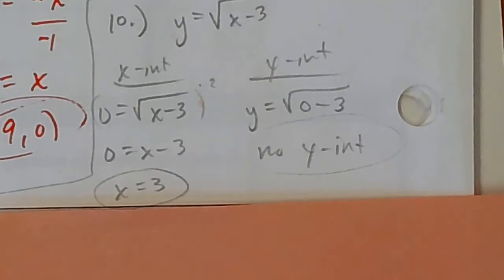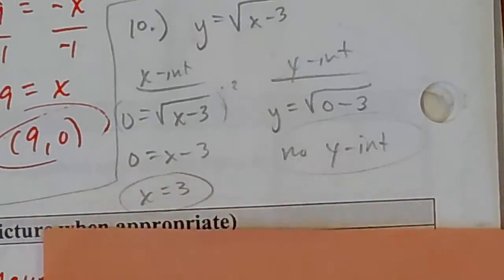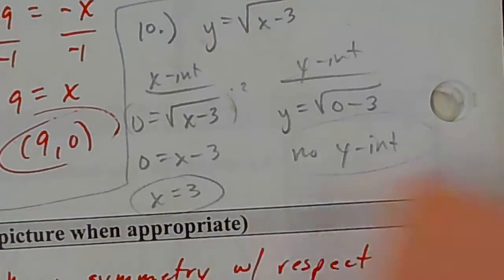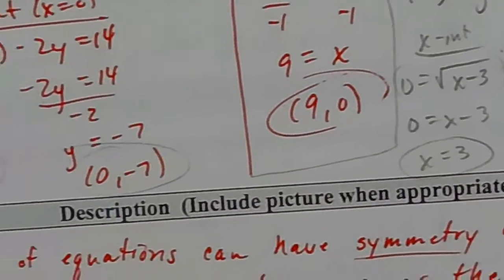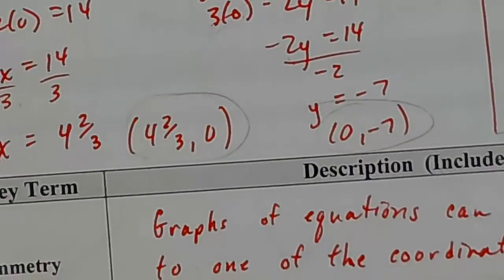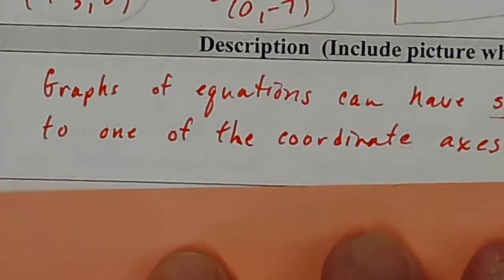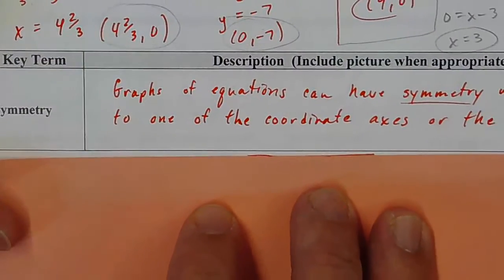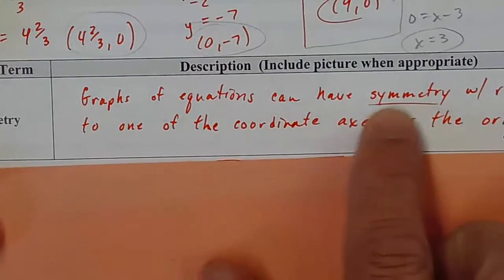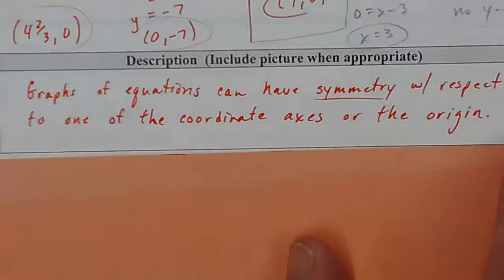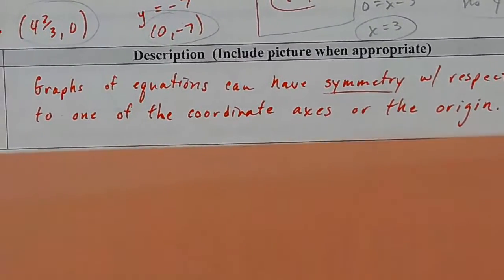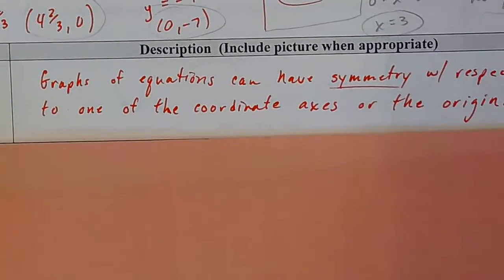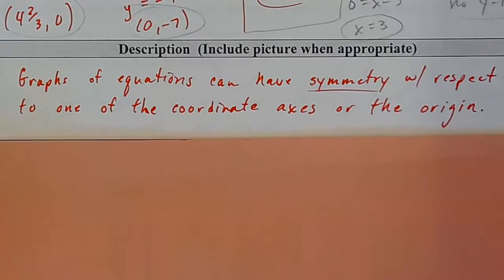Okay, all right, we aren't going to get all the way through the symmetry, but at least we want to introduce it here, and then we'll focus on the algebra process of verifying it tomorrow. Let's start with this definition of symmetry here. Okay, go ahead and fill this in. Graphs of equations can have symmetry with respect to one of the coordinate axes or the origin.